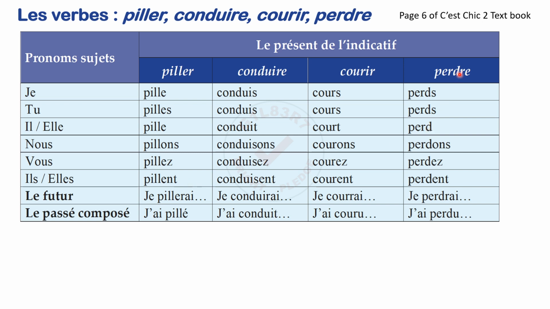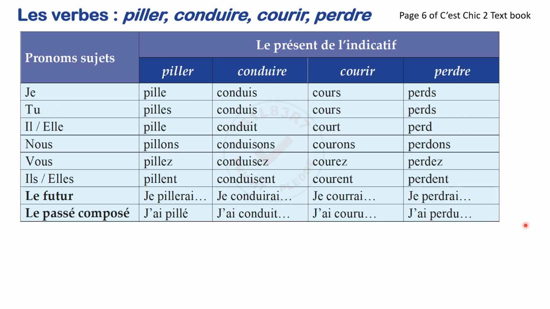Similarly, if you take the verb perdre, you cut the RE and you add S, S, nothing, ONS, EZ, ENT. So this is again taking the regular RE endings. But conduire and courir are irregular verbs, so you would need to memorize these 2 verbs in the present tense. And next they have given you the future and the passé composé. So let's discuss the future and the passé composé of these verbs in detail.